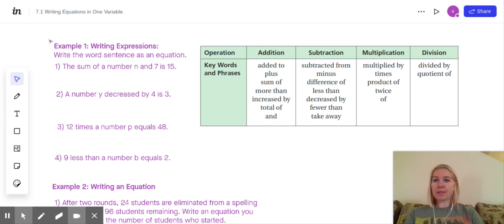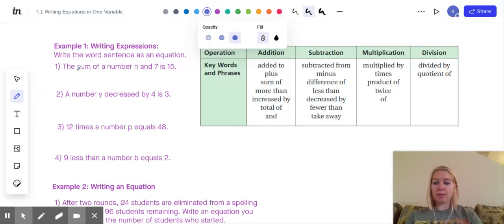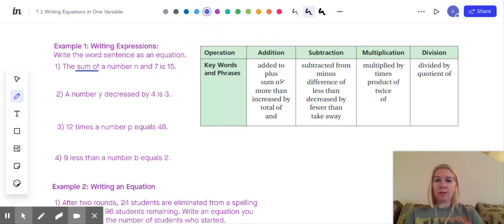Okay, let's go over example 1, writing expressions, and this is part of chapter 7, section 1, writing equations in one variable. So the directions say to write the word sentence as an equation. Our first word sentence for number 1 says the sum of a number n and 7 is 15. I see a key phrase that jumps out to me right away, which is sum of. I know that sum of means addition. So right away, I know that we are going to be adding.